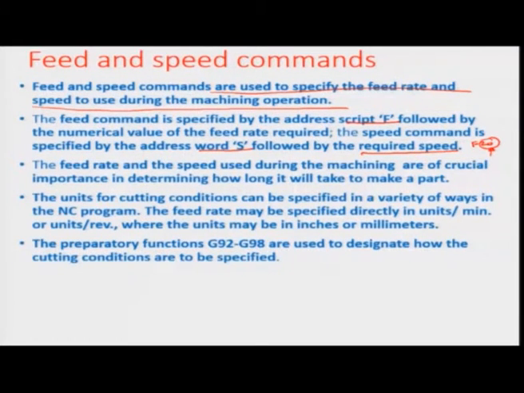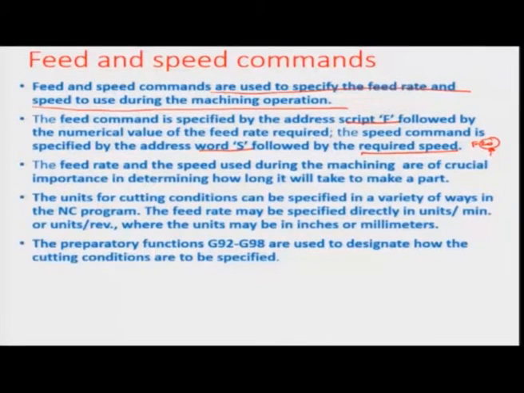number which corresponds to the initial value of the coordinate system, which has been put as G90 or G91, where it could be inches units or metric units respectively. So, the feed rate and the speed used during the machining are very crucial in determining how long it will take to make a part.